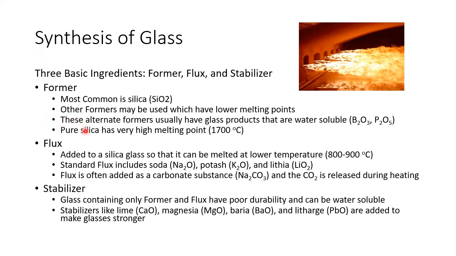In addition to the silica, which has a very high melting point, we will add a flux, such as soda oxide or sodium oxide, which lowers the melting point of this initial former, and they work together to create the network.